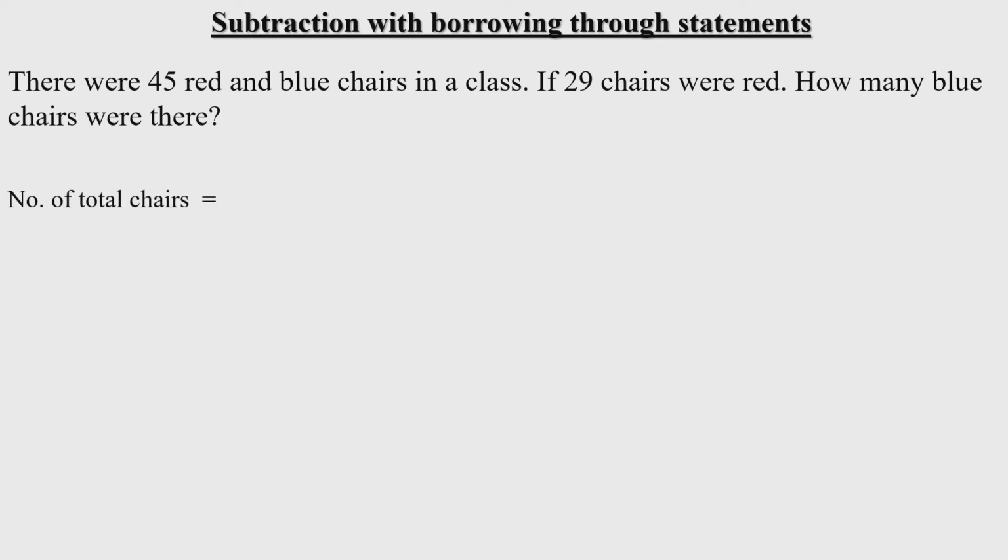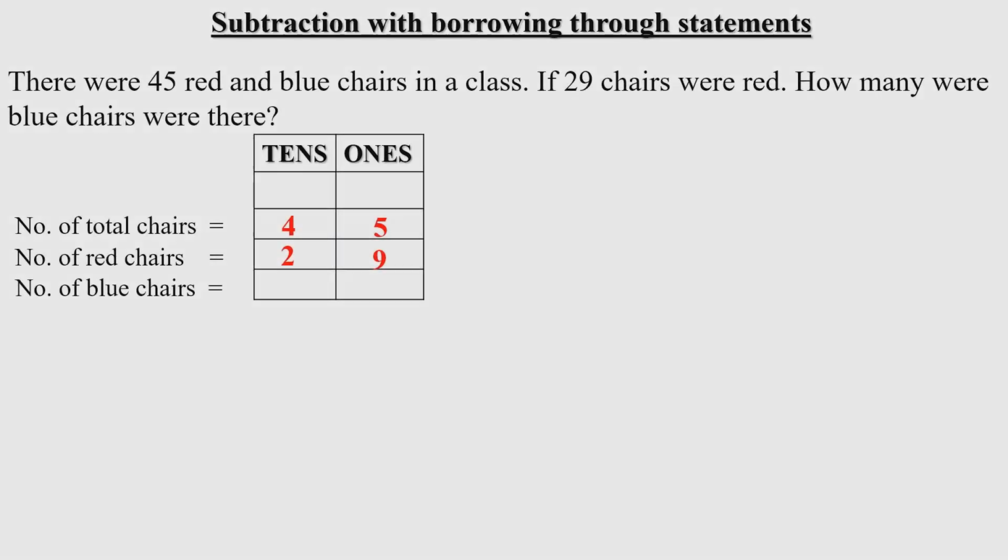Number of total chairs is equal to 45. Number of red chairs is equal to 29. Number of blue chairs is equal to what? So firstly, we will arrange these numbers in the column of tens and ones. Then put the sign of subtraction at the left side of subtrahend.